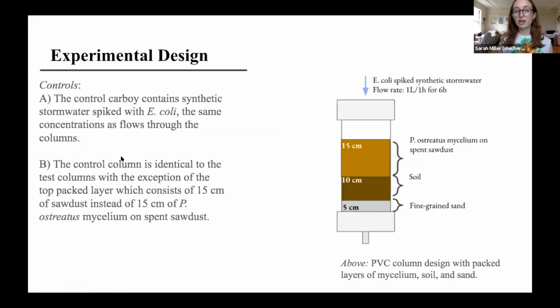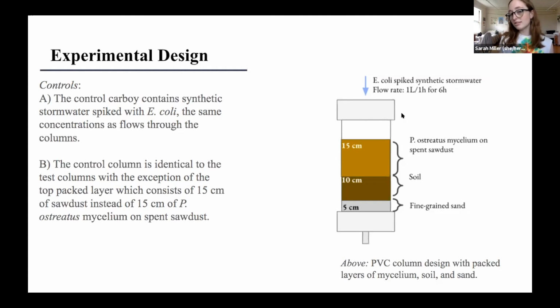So one of our controls, the first control, is the control carboy that contains the synthetic stormwater spiked with E. coli, and that has the same concentration of E. coli as what flows through the columns in the experiments. And then our second is the control column that is identical in cross-section to the experimental columns, with the exception that the 15 centimeter layer has sawdust instead of the 15 centimeters of packed mycelium.